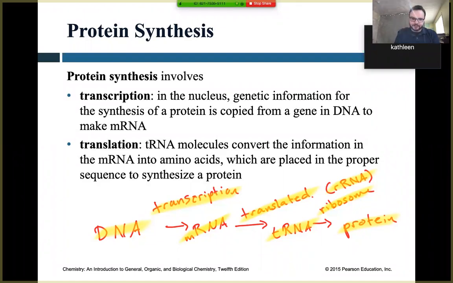I don't think the book gets into this, but an old way of referring to this whole process was the central dogma. That's another way you might hear people refer to this set of steps. All organisms that we know of follow these steps, and that's why we call it the central dogma. It explains how we get from information stored in DNA to an actual functional molecule, a protein.